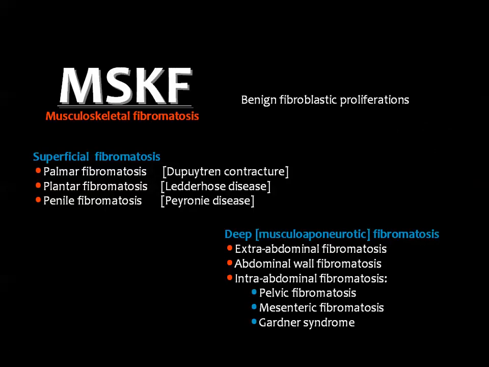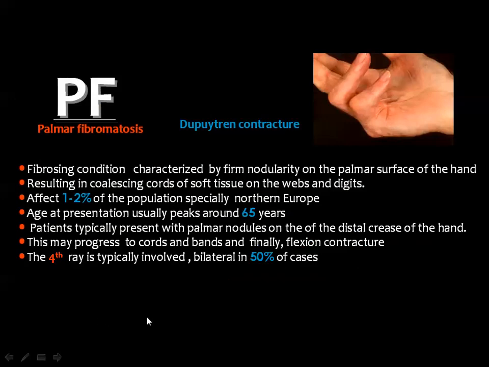differential diagnosis. Then we come to the fibromatosis, and these are fibroblastic proliferations of benign nature. We have superficial fibromatosis: palmar, plantar, and penile fibromatosis. Deep fibromatosis includes the extra-abdominal, the abdominal wall, and intra-abdominal fibromatosis, which can occur in the pelvis, in the mesentery, or in association with Gardner syndrome.